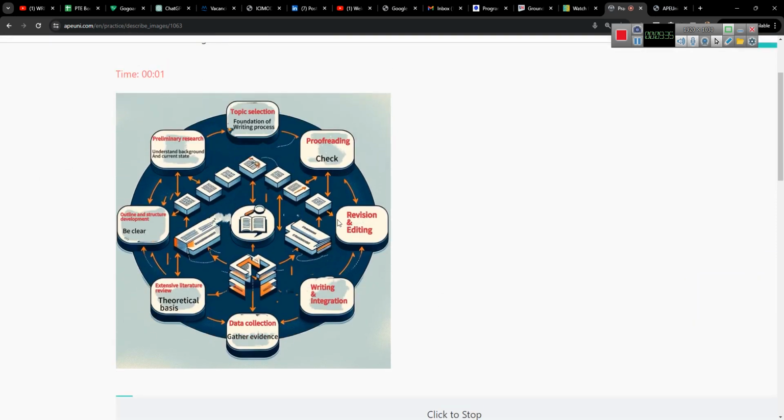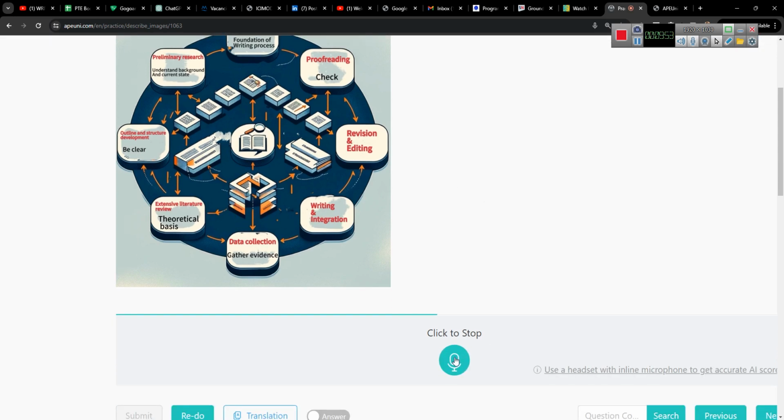There's a very interesting chart in front of me. The title of this chart is Topic Selection and Proofreading. I can see words such as revision and editing, writing and integration, data collection. I can also see extensive literature review, preliminary research, and outline and structured development. Overall, this chart is very interesting. Thank you for the question.